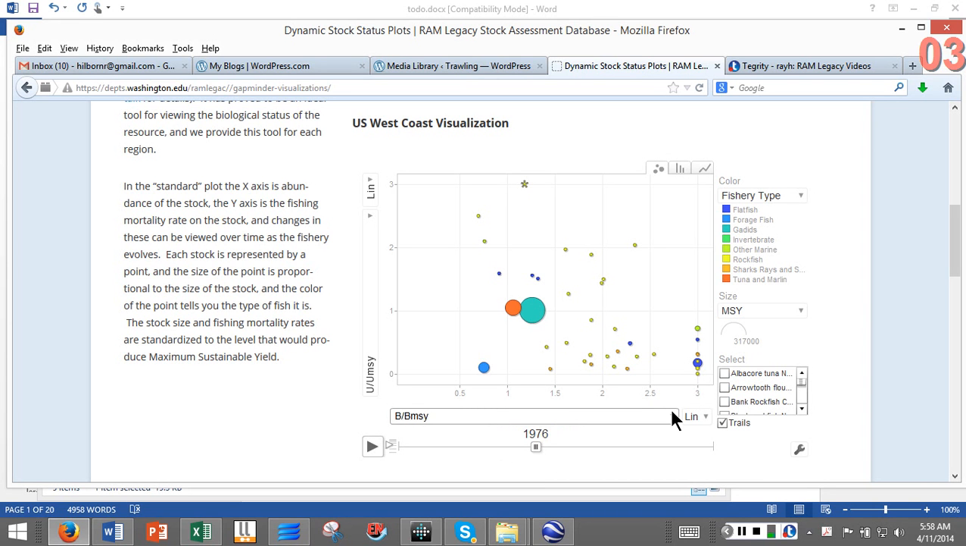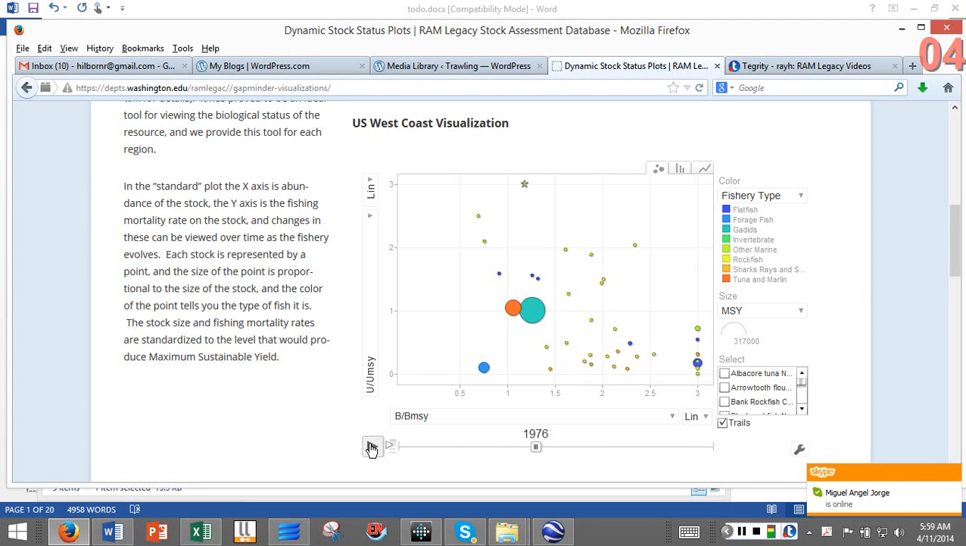Most stocks were well above the level that would produce maximum sustained yield, but quite a few were being fished hard at rates higher than would produce maximum sustained yield. And that's now what in the U.S. is called overfishing. So these stocks would now be classified as subject to overfishing.